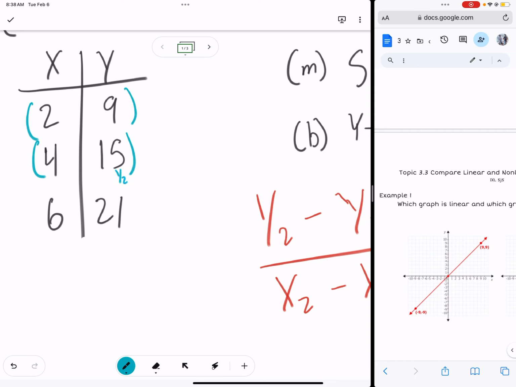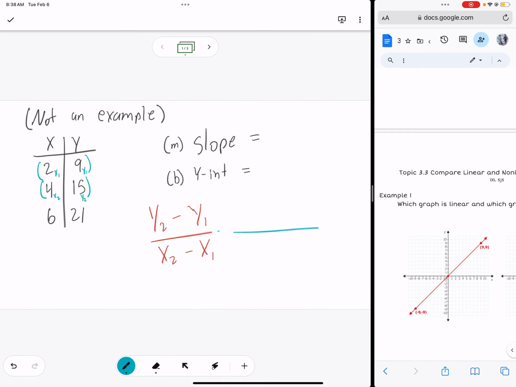So I'm going to make these my x2 and y2. These are my x1 and y1. And then I can just go ahead and plug it into my formula. So I would have 15 minus 9, and I would have 4 minus 2. So what would my slope be for this table? What's my slope here? 6 over 2, which equals 3. Right? So that's how you find your slope from a table.